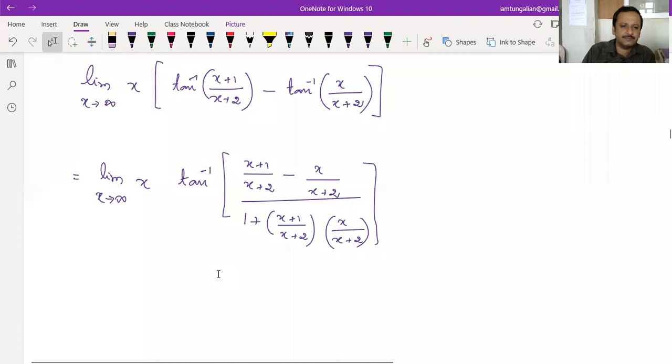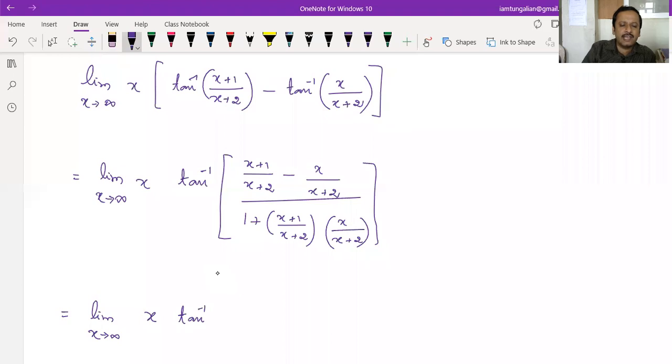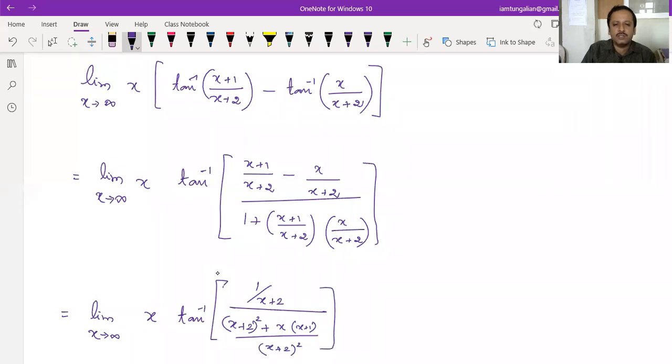This is equal to limit x tends to infinity x into tan inverse of, simplify this. Here the LCM is the same, x plus 2. So the numerator will be x plus 1 minus x, that will be 1 divided by (x plus 2). Denominator: (x plus 2) whole square plus x into (x plus 1), divided by (x plus 2) whole square. So here one of those (x plus 2) gets cancelled, and the other (x plus 2) will go up.